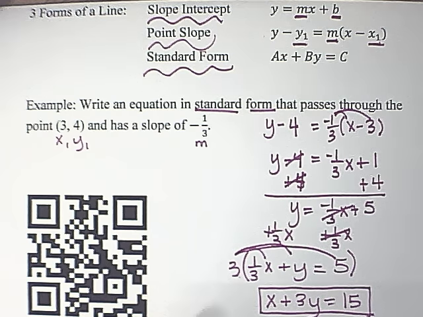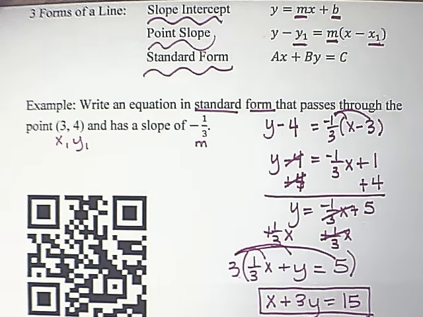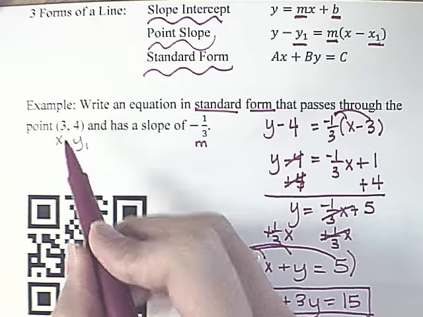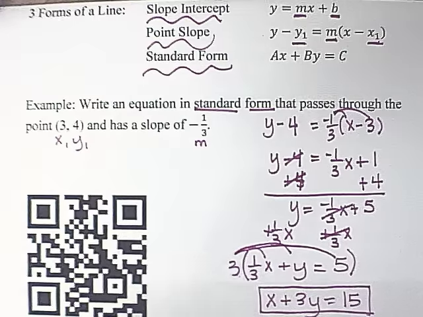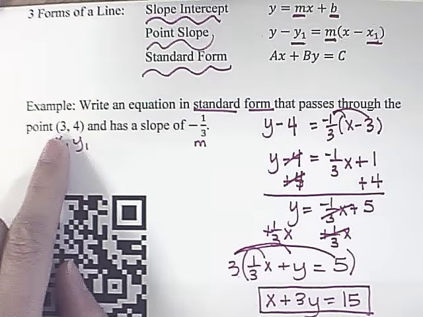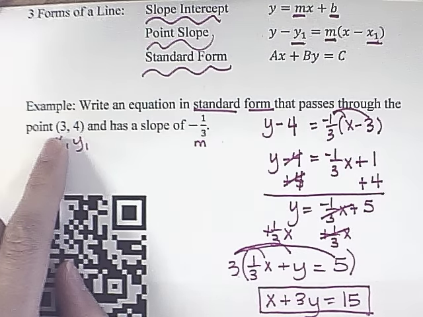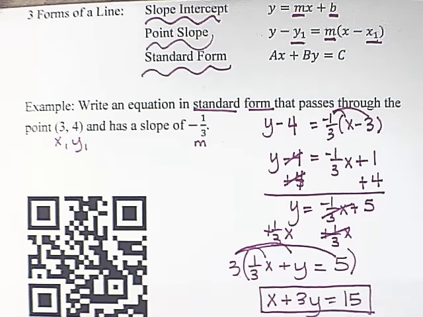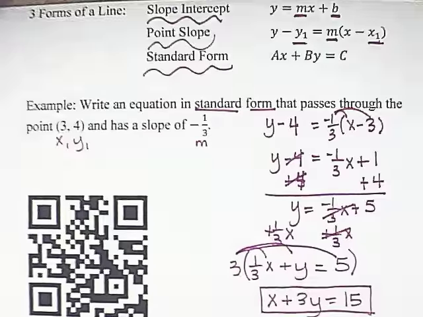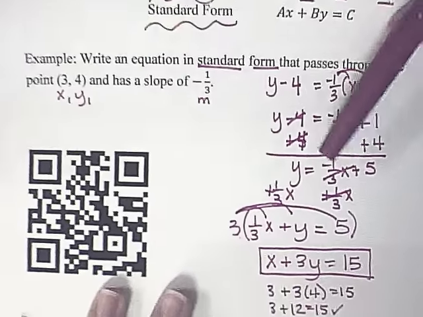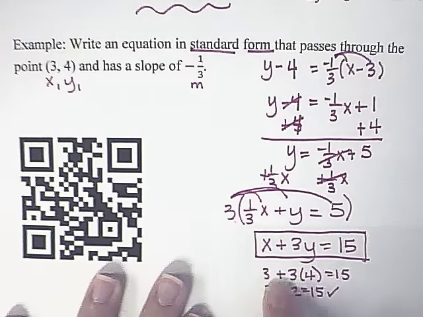One last thing, if you were given a multiple choice problem like this, and you had the answers, and you weren't sure about this process, remember, anytime I'm given an x and a y, I could plug them in. In this case, 3 plus 3 times 4 equals 15, and I could check. 3 plus 12 does equal 15. So I've got a nice little double check there to make sure I did it.